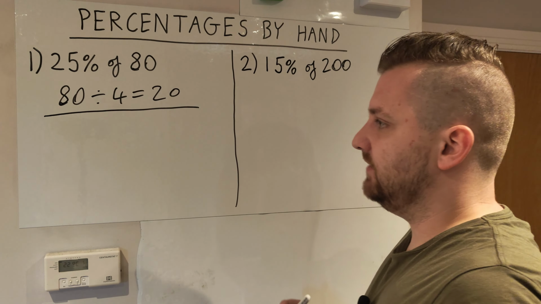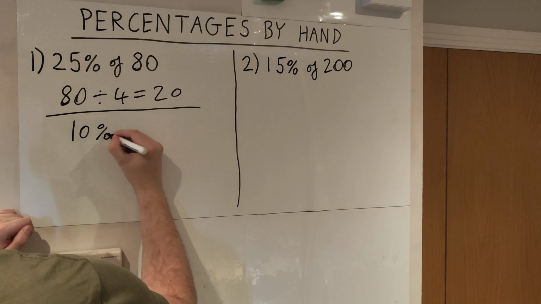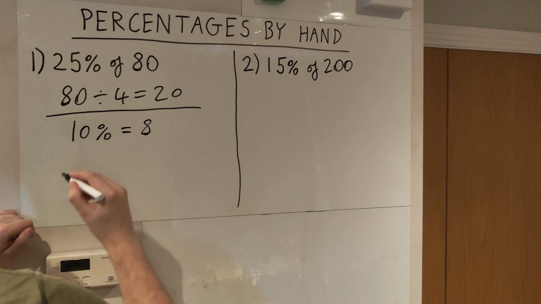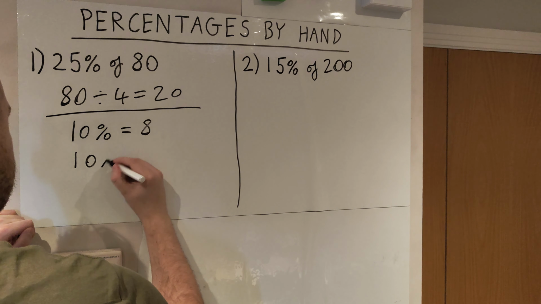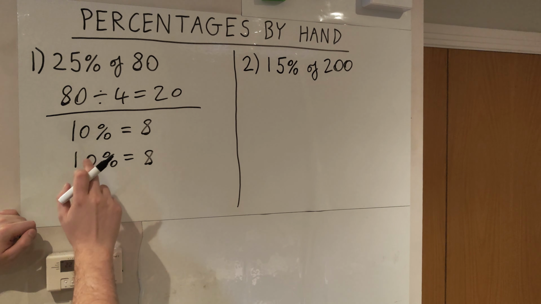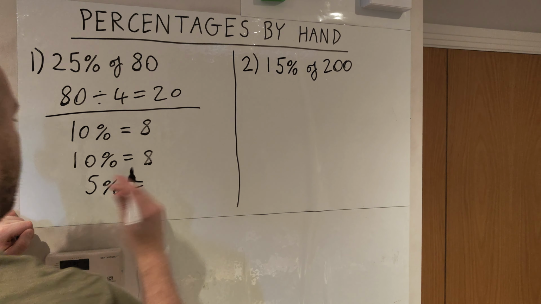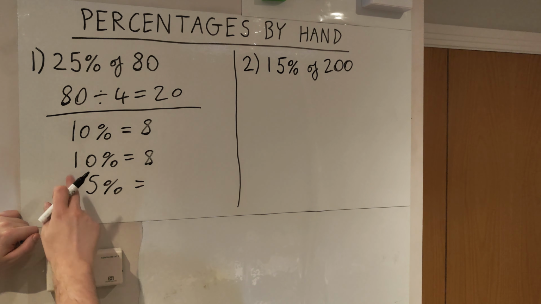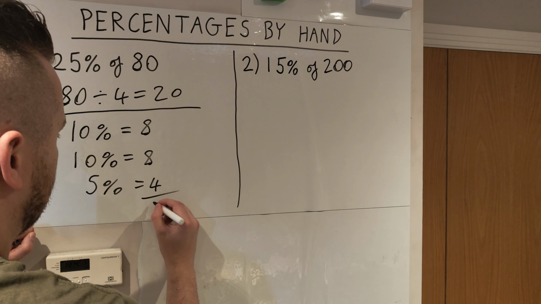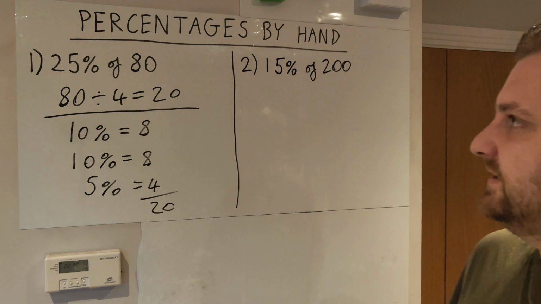So another way to work this out could be 10% is equal to 8. And we know 10 plus 10 plus 5% is equal to 25. So 10% is equal to 8, because we've got 10%, 10%, that's 20%. And then 5% is going to be half of this. Yeah? So that would just be equal to 4. So you can add them all up, and that's going to equal 20. So same answer, slightly different technique.